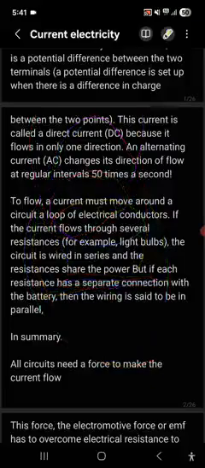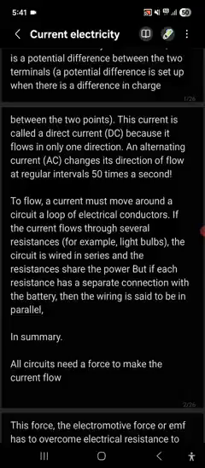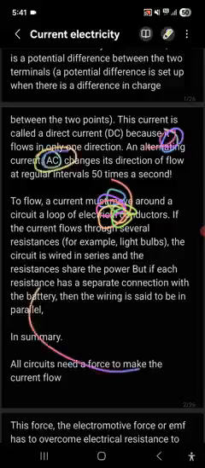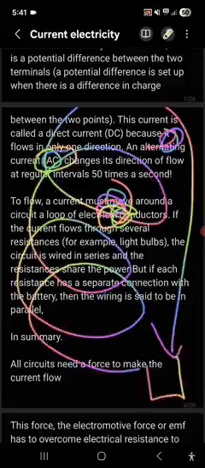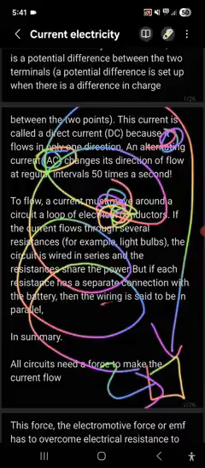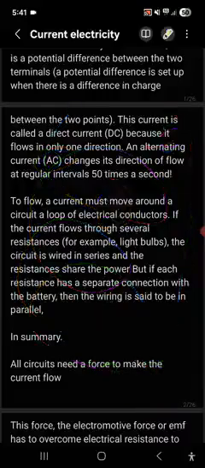But if each resistor has a separate connection with the battery, then the wiring is said to be parallel.